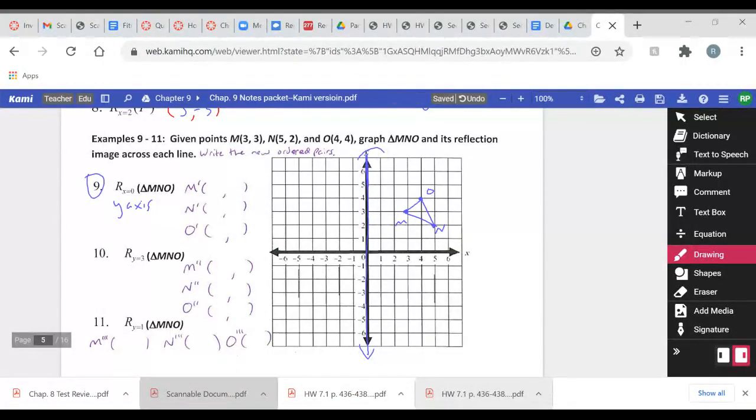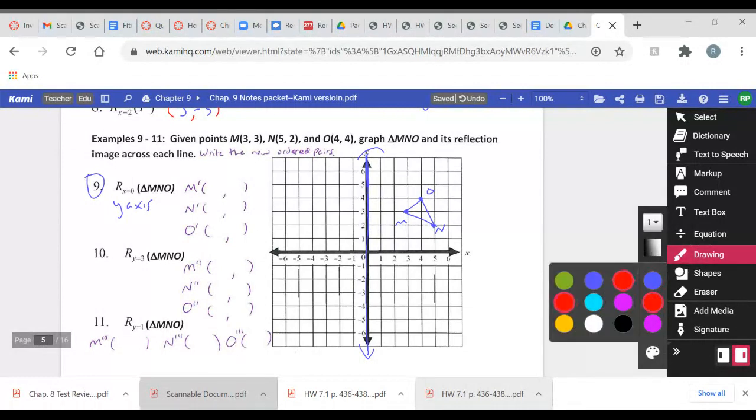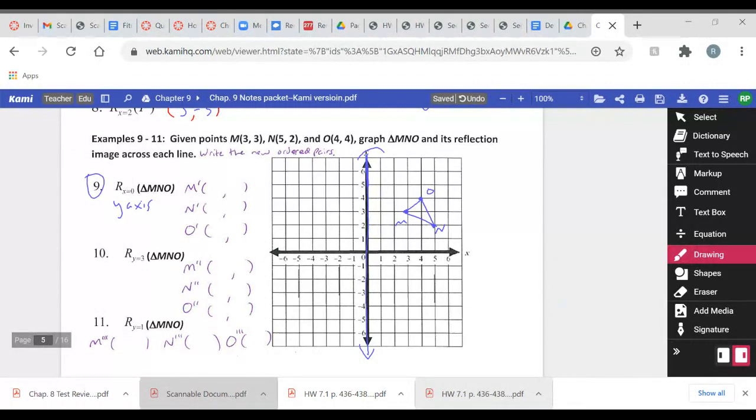And if I reflect the blue figure about the y-axis, then again, I'm going to take each point and go the same distance away from the blue line and take it to the left side. So O is 1, 2, 3, 4 away. And I'm going to use a different color here. If I go 4 to the left, 1, 2, 3, 4, here's where my new O is. M is 1, 2, 3 away, so I'm going to go 3 over here. And N is 1, 2, 3, 4, 5 away, so I'm going to go 1, 2, 3, 4, 5 to the other side.